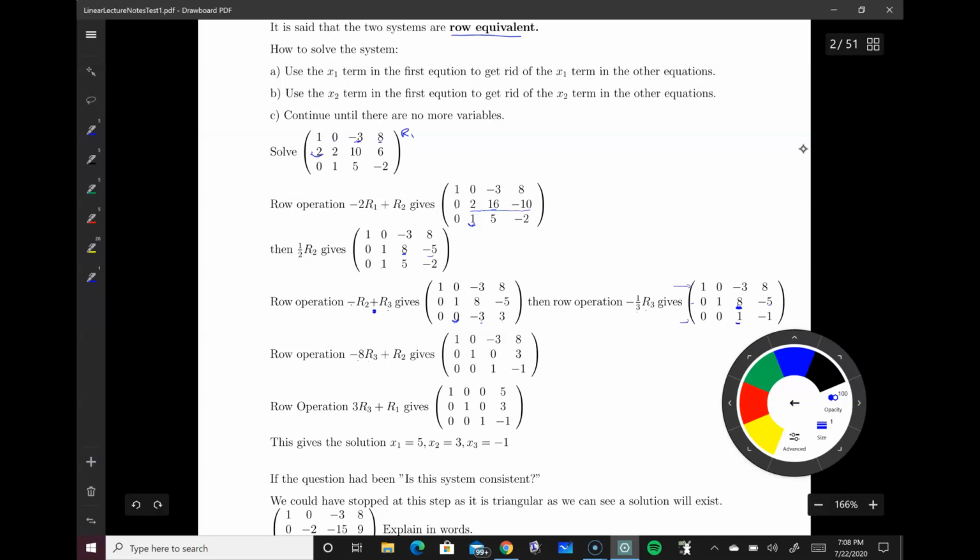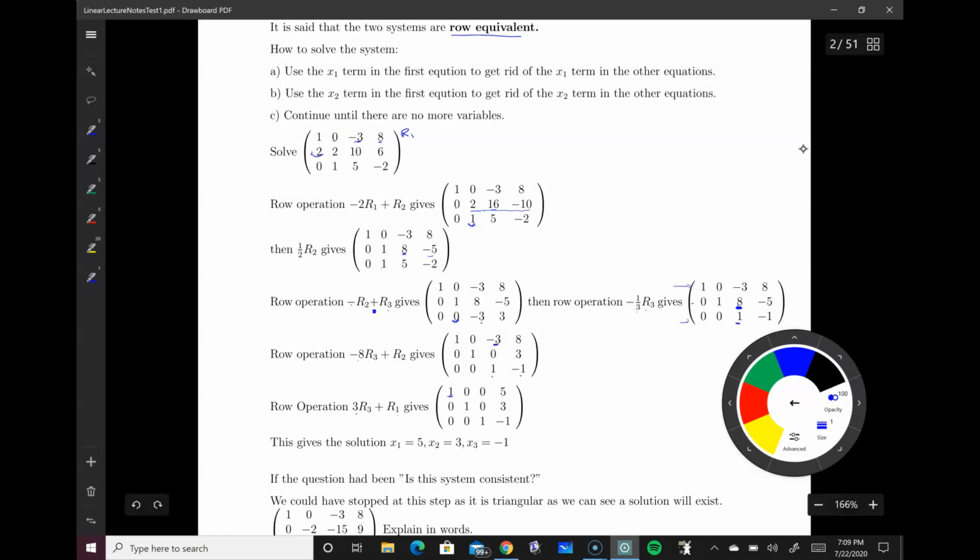All right, let's keep on going here. So I want to get a 0 in this position now. So to get a 0 in this position, I want to multiply row 3 by 3 and add it to row 1. So multiply by 3 and add, that gives me 0. Multiply by 3, that gives me a negative 3, add to 8, and I get 5. All right, I have a solution.